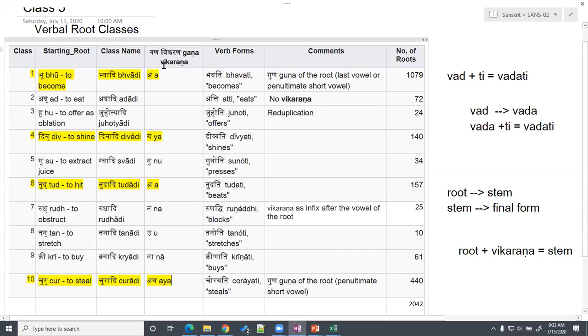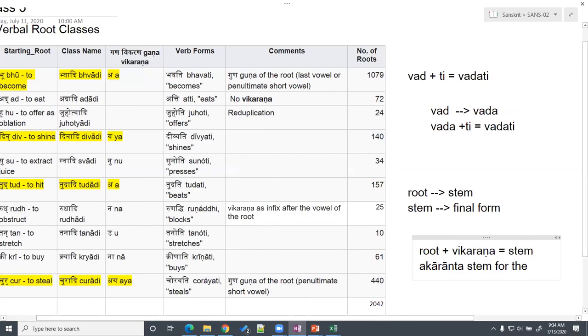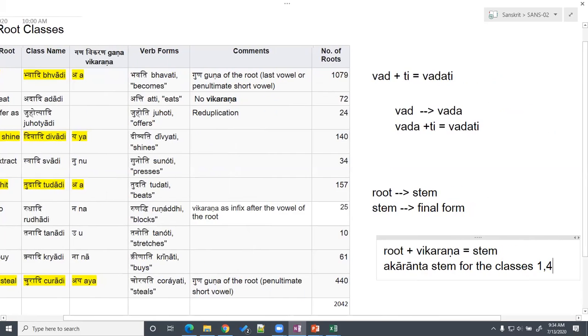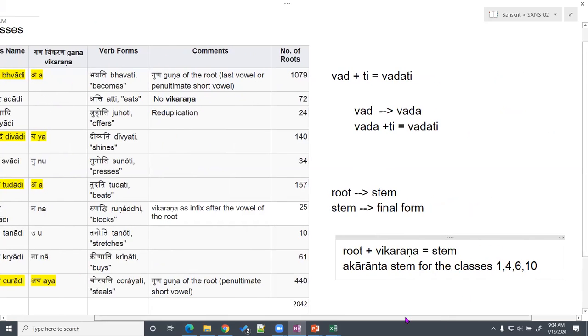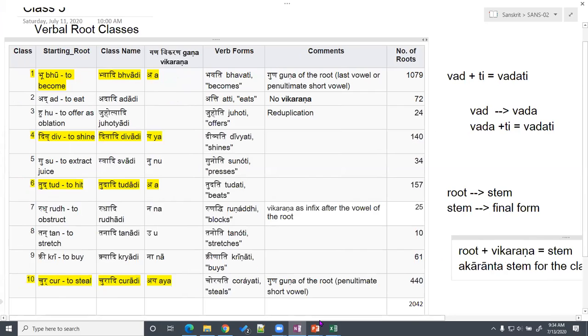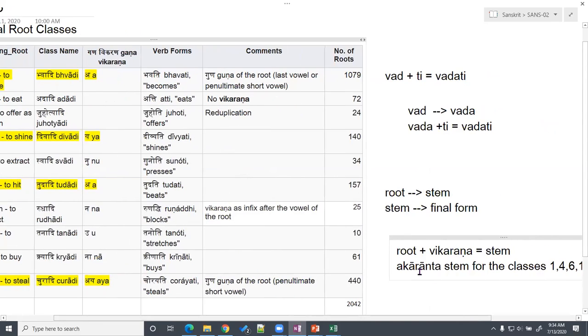All these 4 classes have a characteristic that when you make a stem from these, for these 4 classes, the stem is an akaranta stem. For the classes 1, 4, 6, and 10. So these 4 classes, 1, 4, 6, and 10, get the akaranta stem, meaning the stem has the final letter as a, short a.